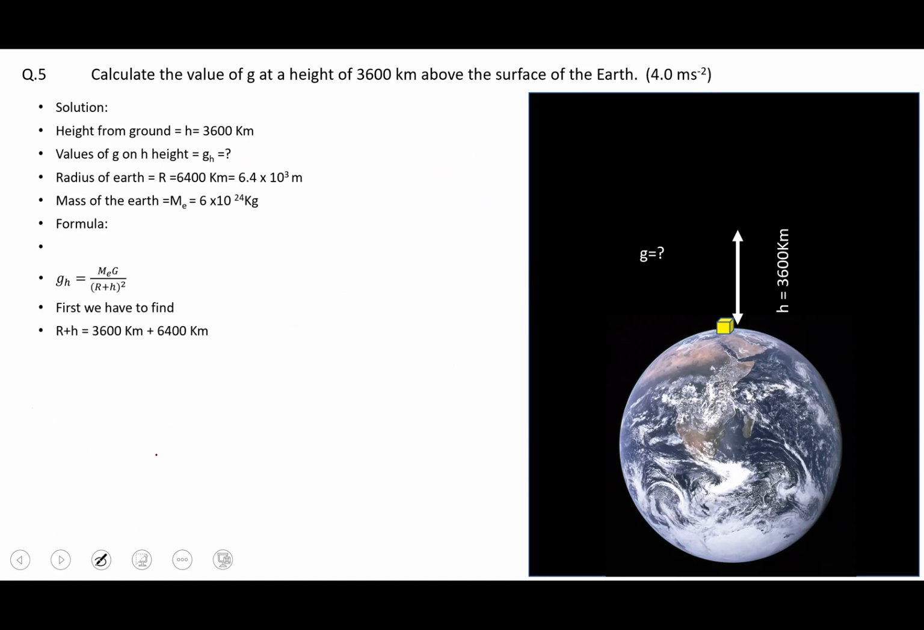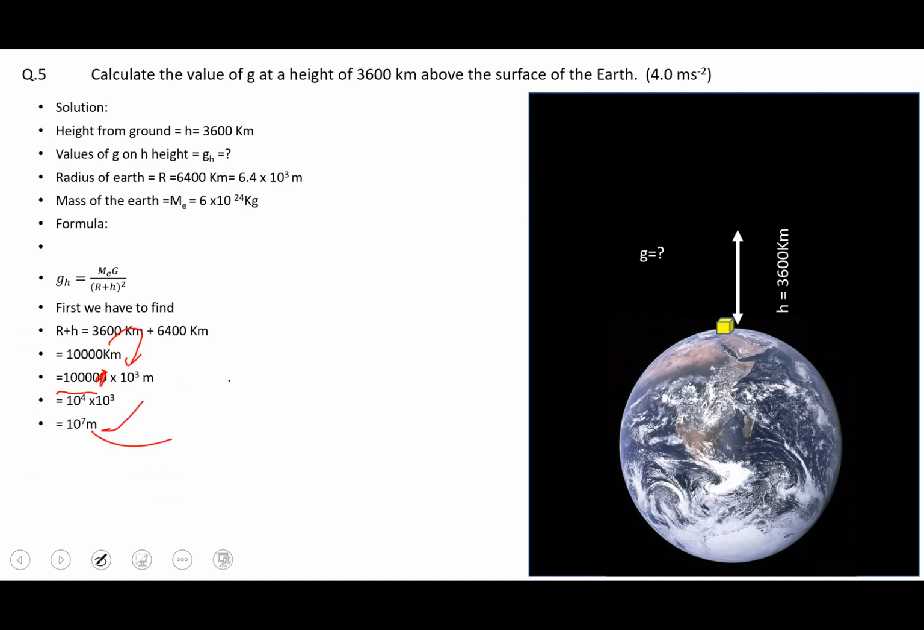For this we have to find the total distance of the body from the center of the earth, which is equal to R plus h. The center of the earth is from here. So the radius was 6,400 kilometers plus 3,600 kilometers, so it will be 10,000 kilometers, which is 10,000 into 10 to the power 3 meters, because we have converted the kilometers into meters. Instead of writing 4 zeros, we can say 10 to the power 4 into 10 to the power 3. It will be 10 to the power 7 meters.